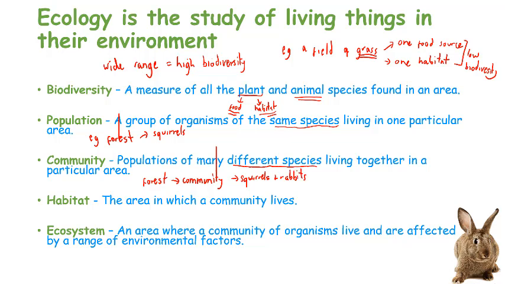The habitat then is simply the area in which a community lives. So in this case, the habitat is the forest. The ecosystem then is an area where a community of organisms live and are affected by a range of environmental factors. So basically, it's how the organisms are interacting with the environment.